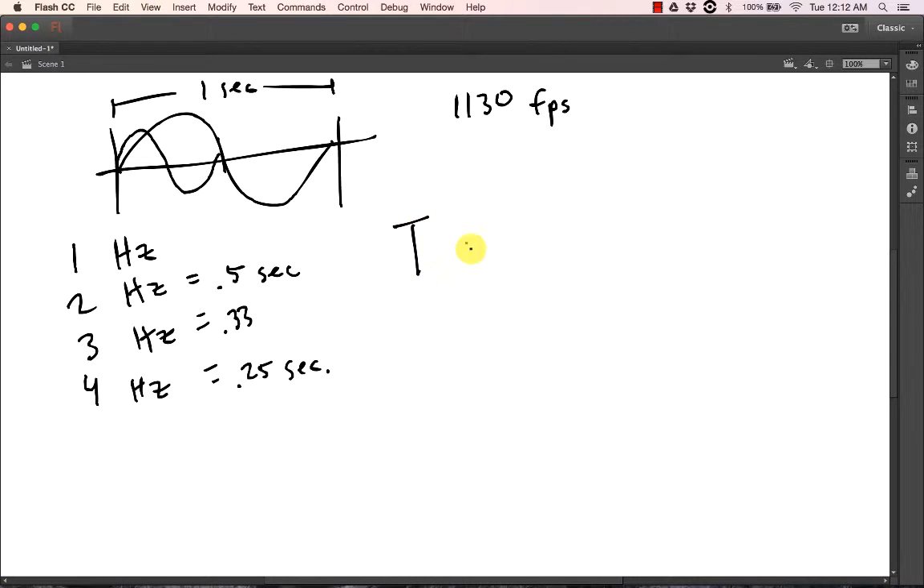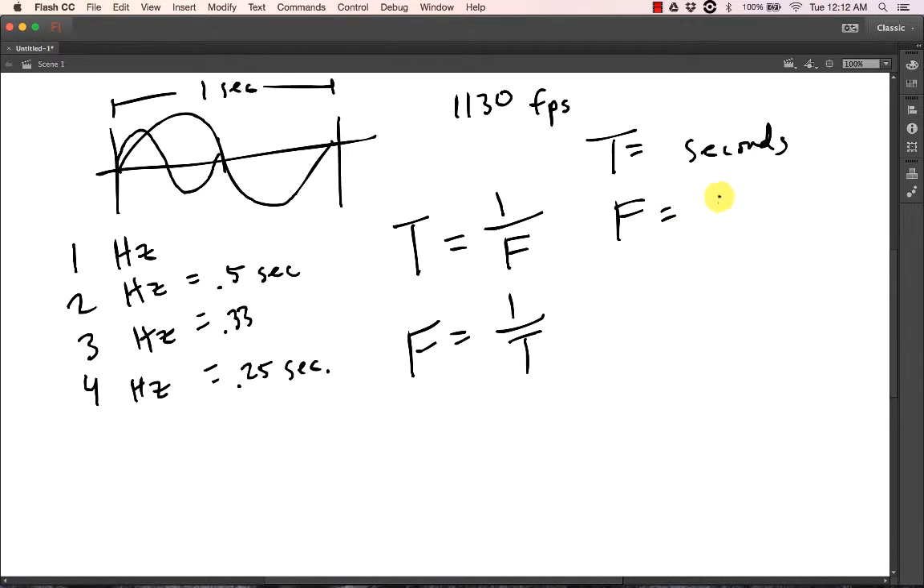So the time equals 1 divided by the frequency. Okay? And also the opposite is true. The frequency equals 1 divided by the time. Okay? So if you know either the time in seconds or the frequency in hertz, then you can figure this out. Okay, so time equals seconds, frequency equals the hertz. All right, let's do a couple examples.